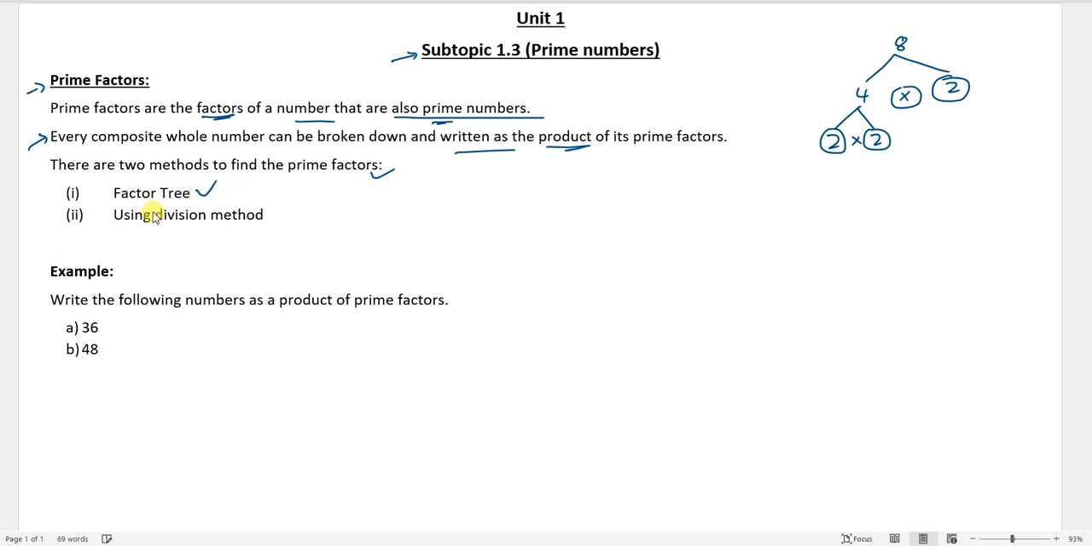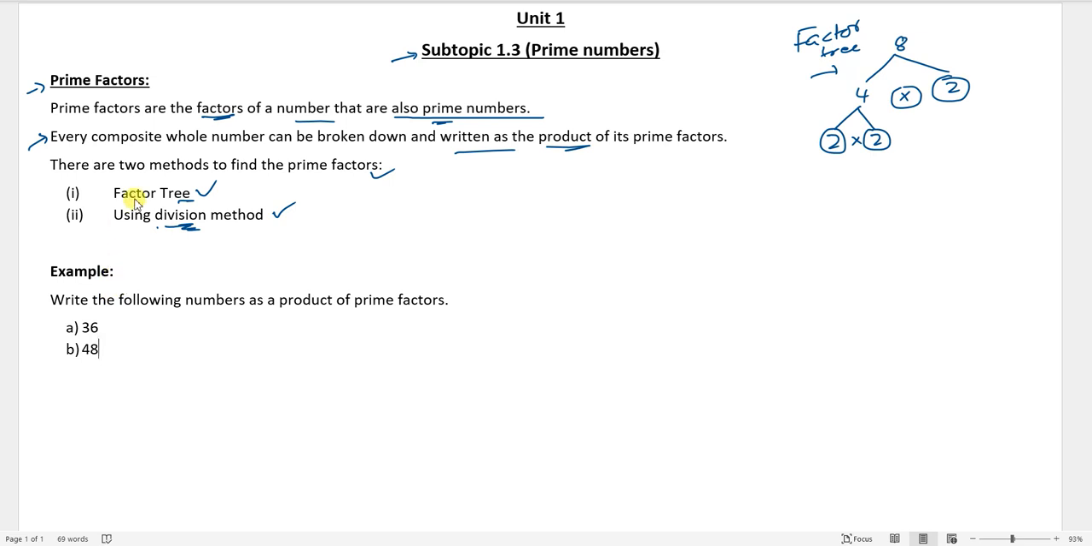Okay, so there are two methods to find the prime factors. Number one is a factor tree, number two is by using the division method. I have already shown you an example of this, which is the factor tree. I'm going to show you the method of using division.